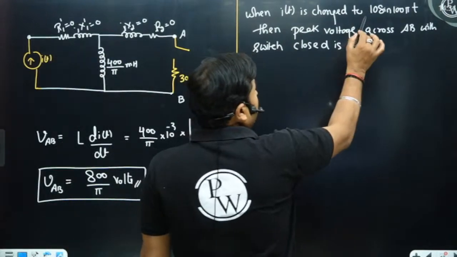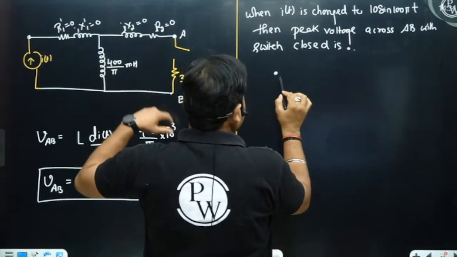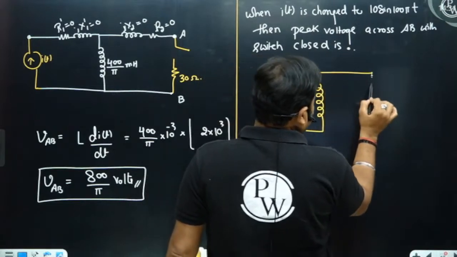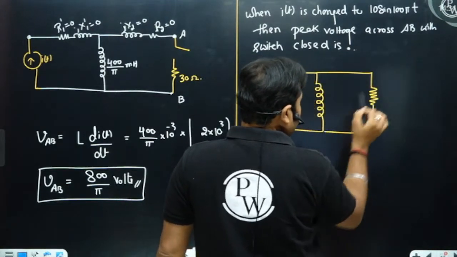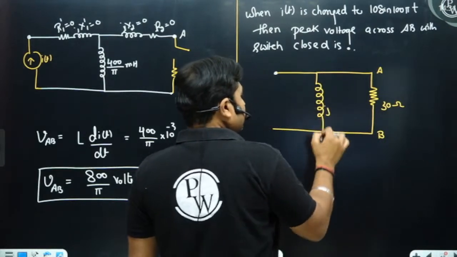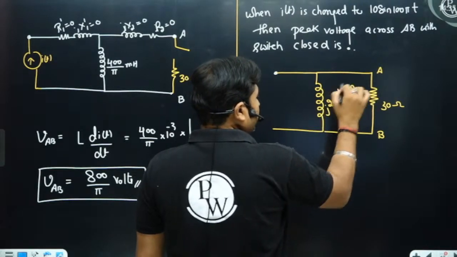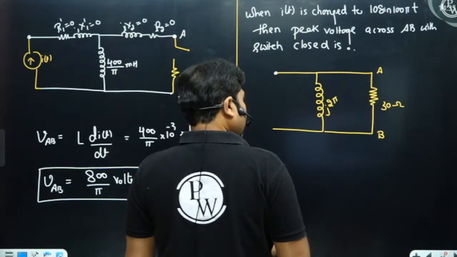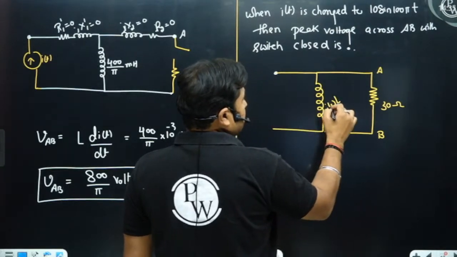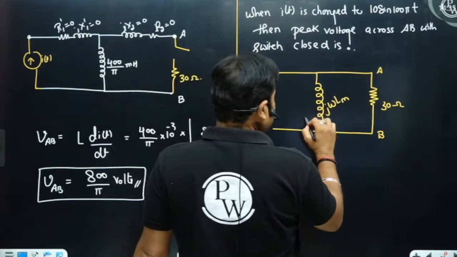Now, since we are using a 1:1 ratio transformer, the electrical model will remain the same. And now the switch S is closed. So when switch S is closed, 30 ohm is connected like this. And this is your j2 pi f Lm, or you can write j omega Lm. I can represent it like this. This is your jXm.